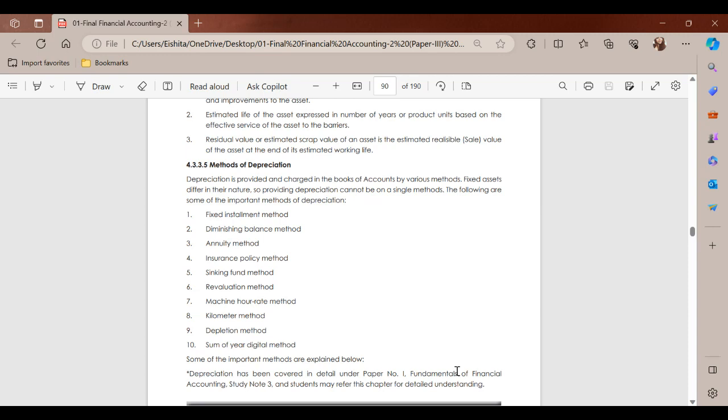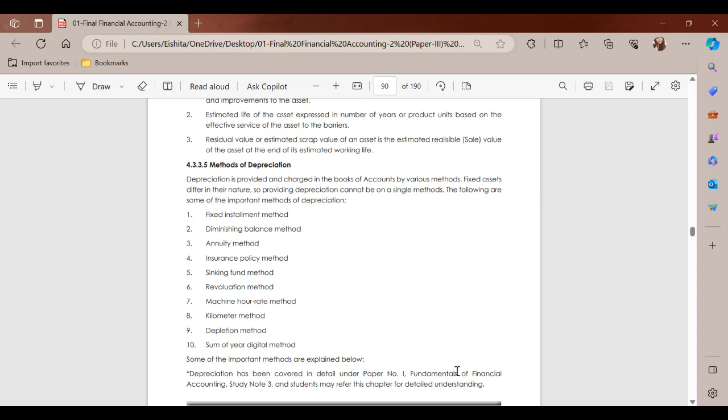Okay. Fifth is sinking fund. Sinking fund is a balance method. So thereby you maintain a sinking fund. Whatever is the amount, you debit to the P&L, and by the end of the insurance period, 10 years or 15 years, you will be getting the balance from the sinking fund.